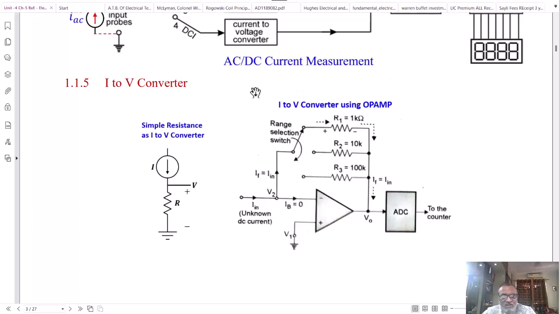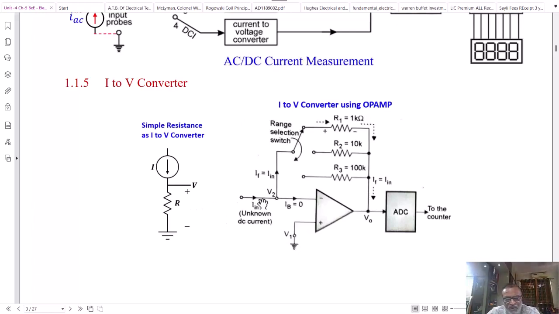Another current to voltage converter using an operational amplifier is shown here. We have already studied the operational amplifier in the first chapter. If you see this circuit, this is nothing but the inverting configuration. The input current is applied to the inverting terminal and the non-inverting terminal is grounded. When the non-inverting terminal is grounded, the inverting terminal voltage also becomes the same as the ground voltage. The concept behind it is called the virtual ground concept.